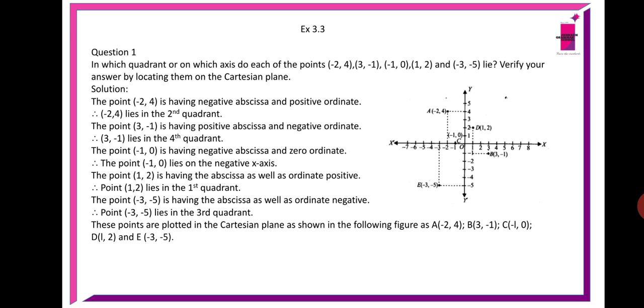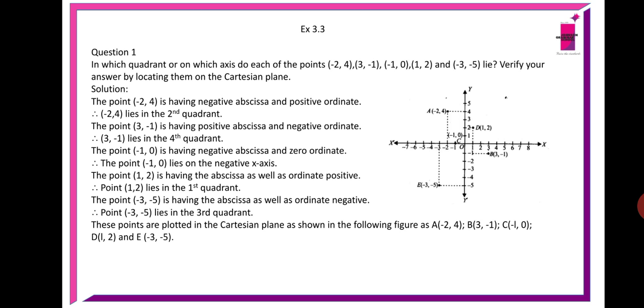The point minus 2 comma 4 is having negative abscissa and positive ordinate, so it lies in second quadrant, and you can see it is located in Cartesian plane also in the figure beside. The point 3 comma minus 1 is having positive abscissa and negative ordinate, so positive abscissa and negative ordinate lies in fourth quadrant, that is 3 comma minus 1 lies in the fourth quadrant.